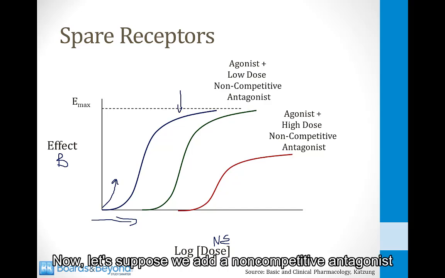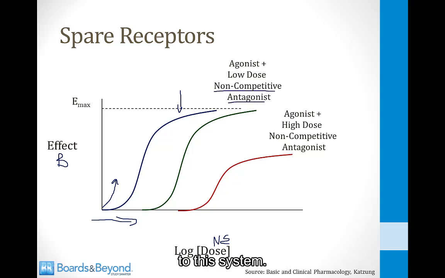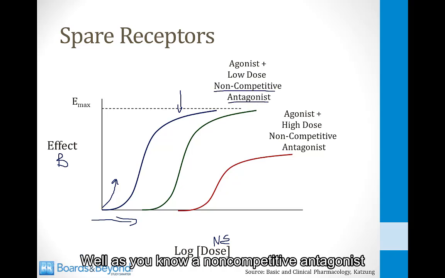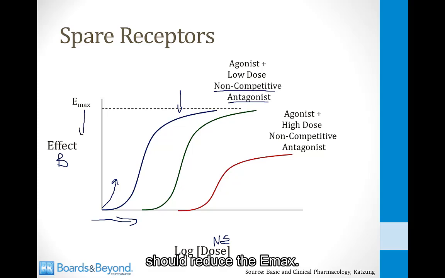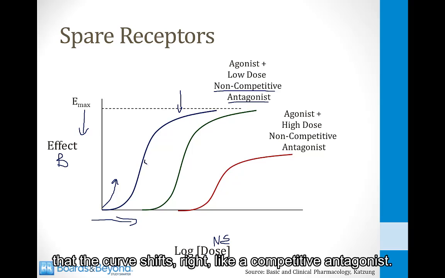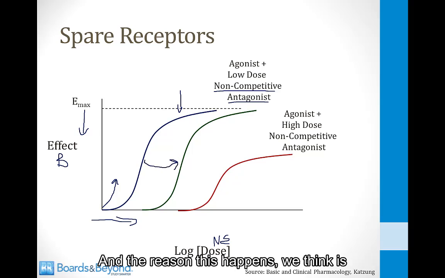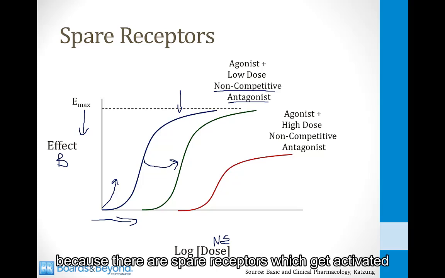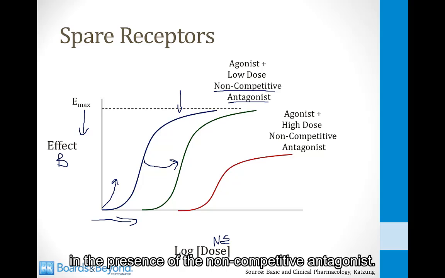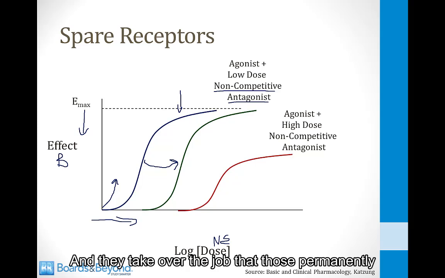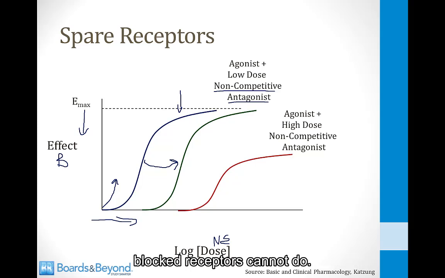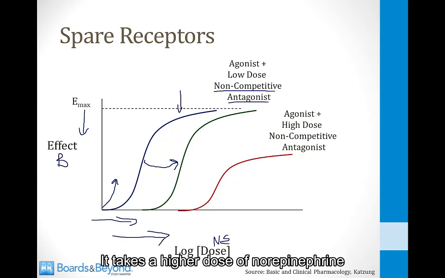Now let's suppose we add a non-competitive antagonist to this system. Well, as you know, a non-competitive antagonist should reduce the Emax, but instead, what we see is that the curve shifts right, like a competitive antagonist. And the reason this happens, we think, is because there are spare receptors which get activated in the presence of the non-competitive antagonist, and they take over the job that those permanently blocked receptors cannot do. So the system behaves normally, it's just shifted to the right. It takes a higher dose of norepinephrine to achieve the normal curve.